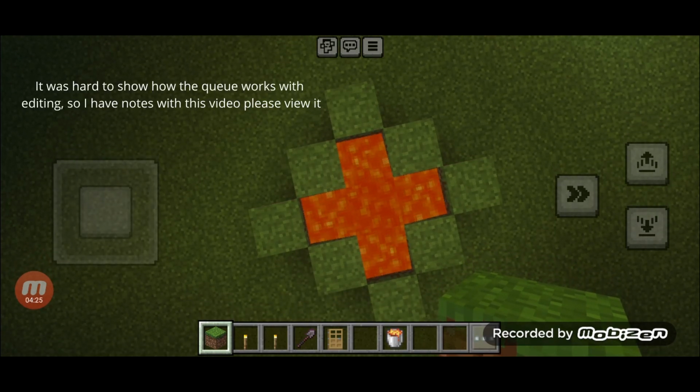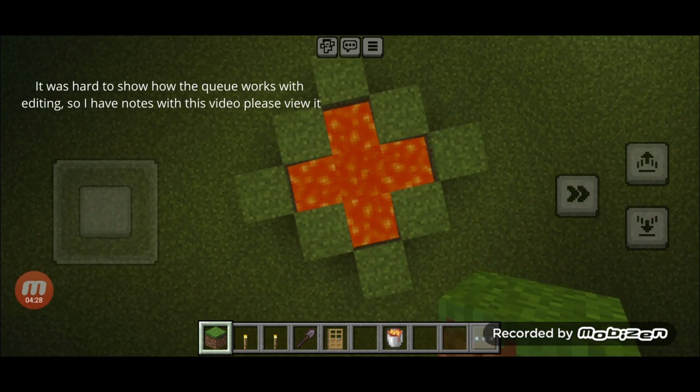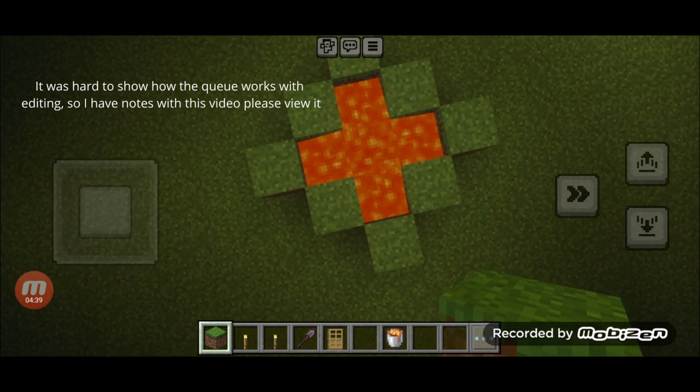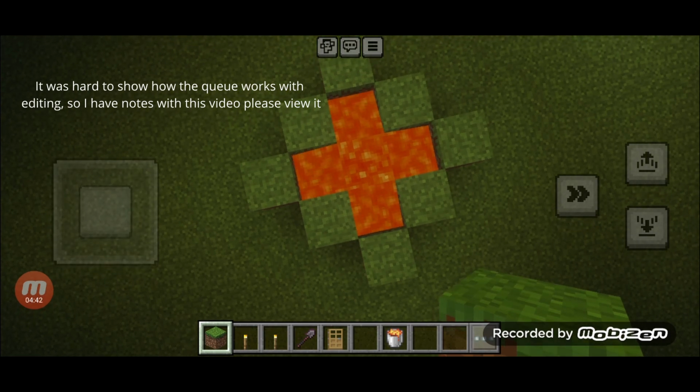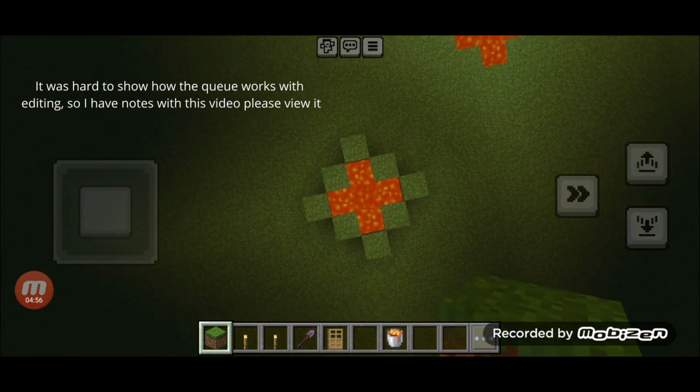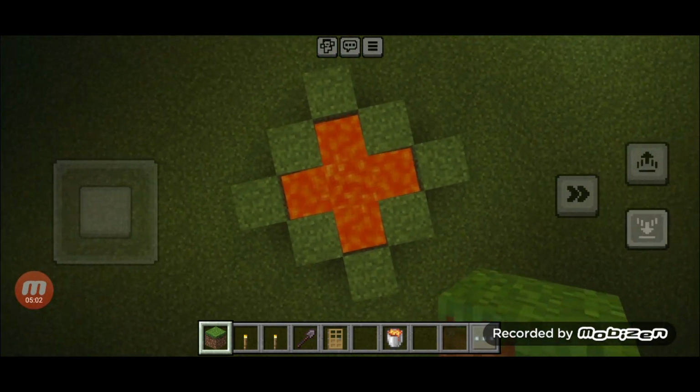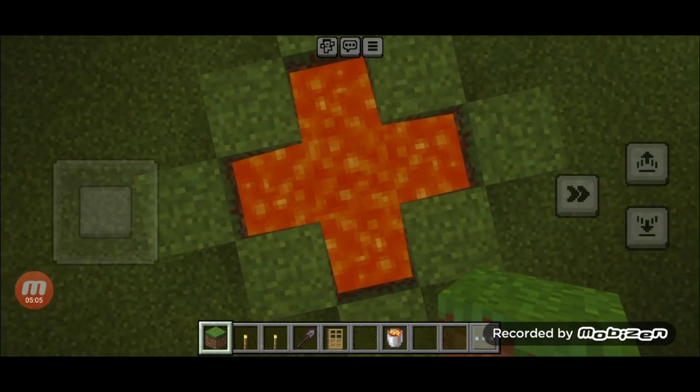So in the queue, first the origin block gets processed, then the surrounding blocks around it get processed, and then the other surrounding blocks around it get processed with the first in first out principle. That means the block that is in the front of the queue gets processed before the block in the back of the queue, if that makes sense. And yeah, that's how BFS and iteration work in breadth first search.